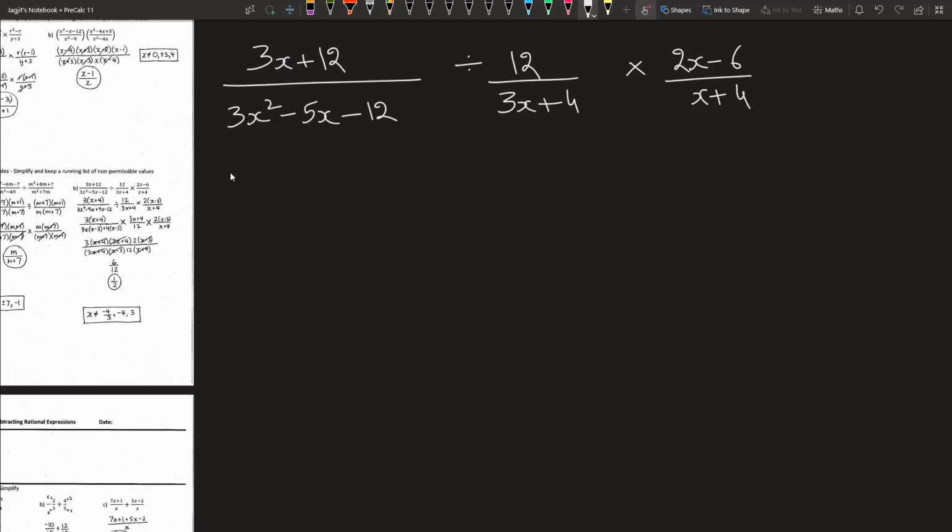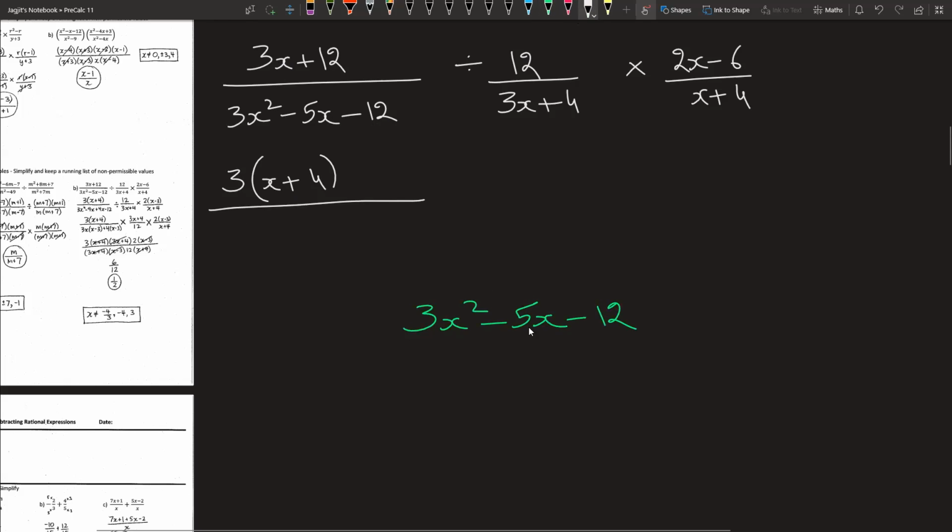I've got 3x plus 12. I can factor the 3 out, and I'll have x plus 4. And then we've got 3x squared minus 5x minus 12. Let me just write it down over here and show you how to factor this. So what you're going to do is you take 3 and you multiply it with minus 12. You get minus 36. I want to find two numbers. When you multiply them, you get minus 36. When you add them, you get minus 5. I know it will be some combination of 9 and 4. I want the sum to be minus 5, so it must be minus 9 and 4.